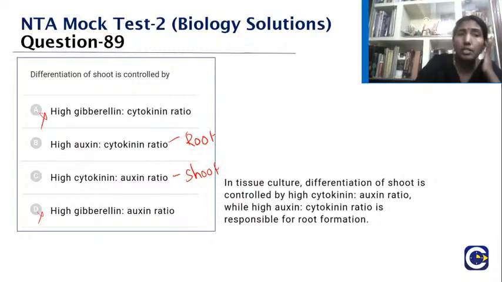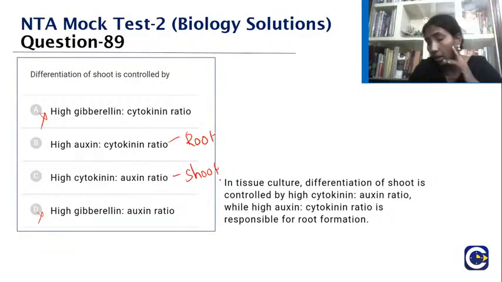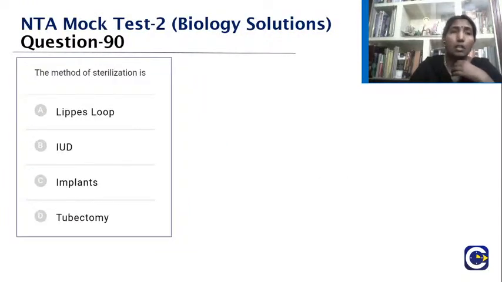So for root differentiation you require high auxin to cytokinin. For shoot differentiation, what do you need? You need high cytokinin to auxin. It is not gibberellin with auxin or cytokinin. Yes, that is the answer.